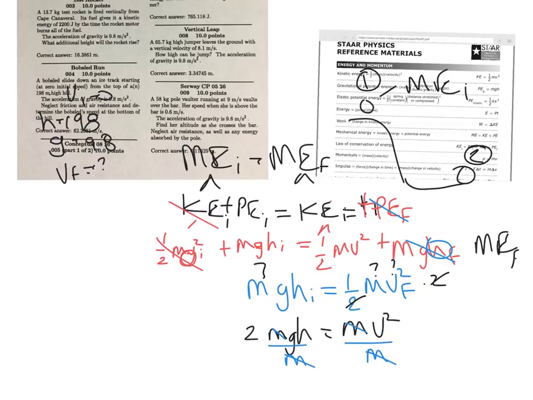Okay, so now, essentially, this is what we got. I'm just going to rewrite this over here because I'm running out of space. 2gh equals v squared. And how do I get rid of a square? You take the square root, you're done, you plug in, and you get your answer.